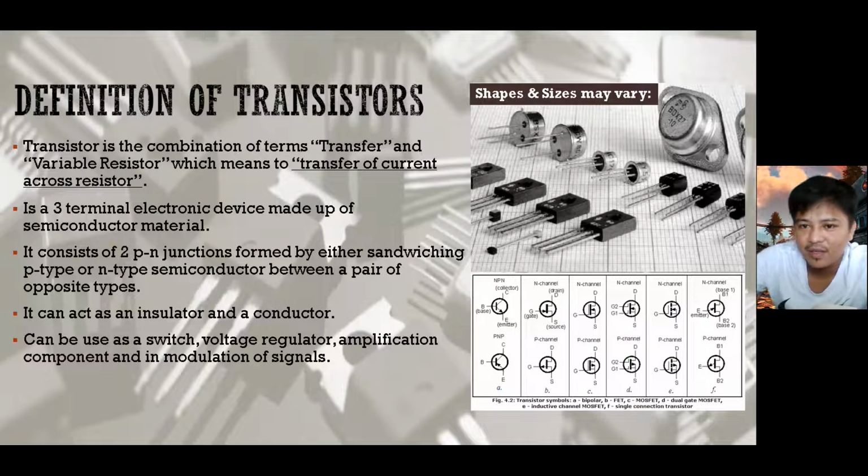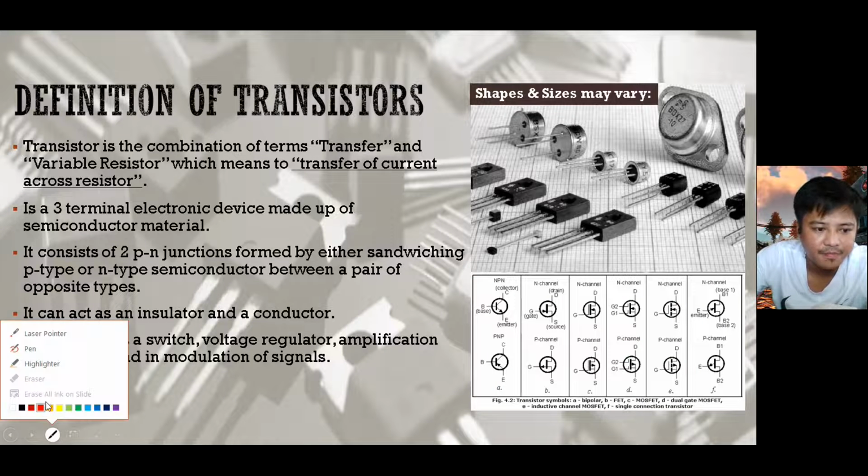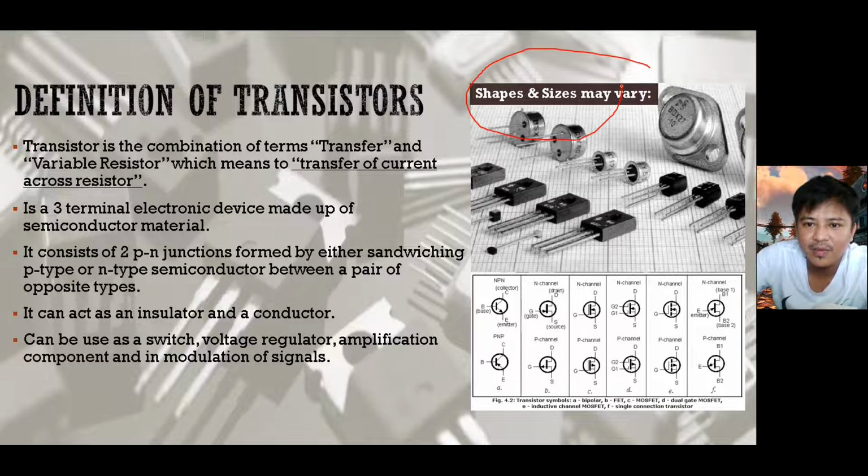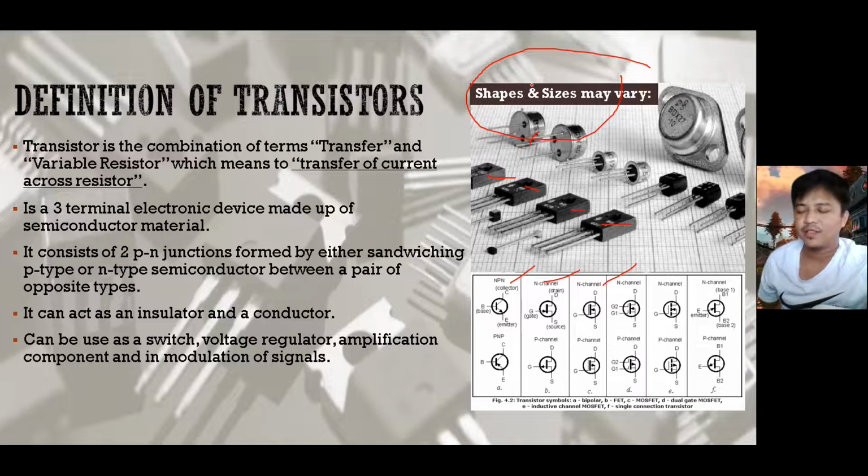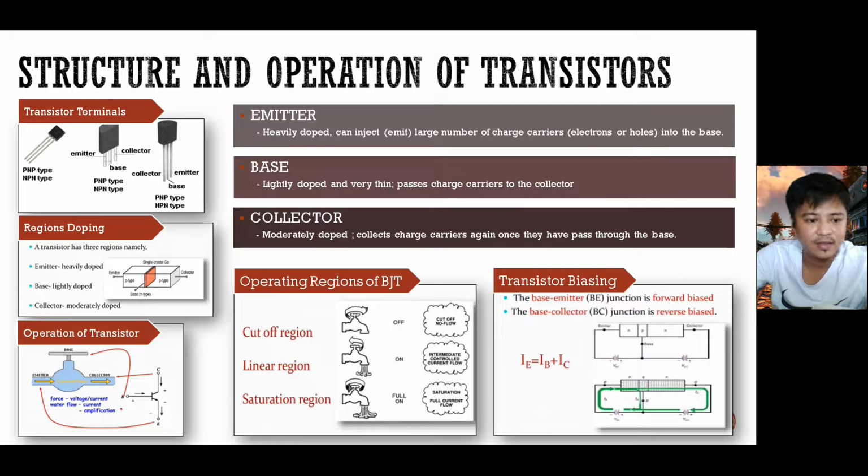Sorry, I forgot to state this one. These components here are all types of transistors, and they may vary in their function and in size. Sizes may vary because of the capacity of each of these transistors. Okay, let us go with the next slide.